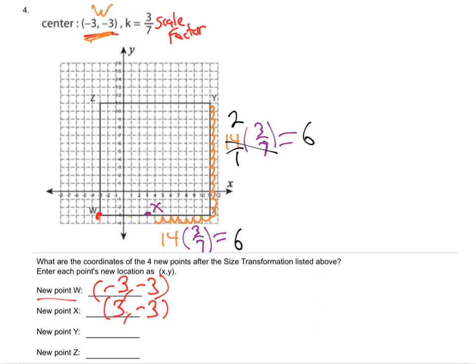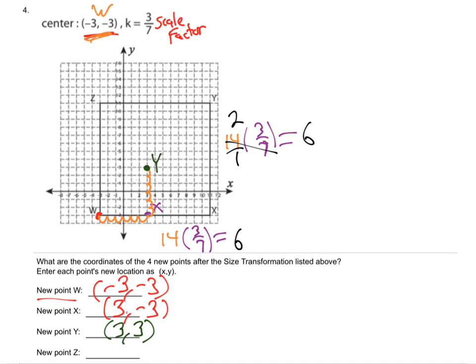So let's get rid of this stuff here, and we'll go 6 right and 6 up. So from the center, 1, 2, 3, 4, 5, 6 right, and 1, 2, 3, 4, 5, 6 up. Right there. So there is going to be our new point Y. And what are the coordinates of that point? That looks like 3, 3, doesn't it? 3, 3 for Y, and one more to go, Z.